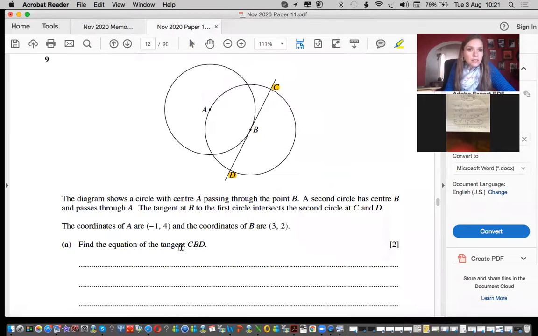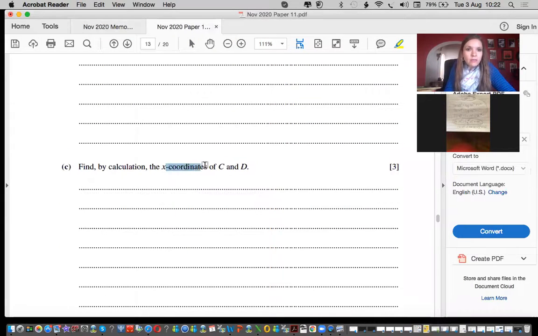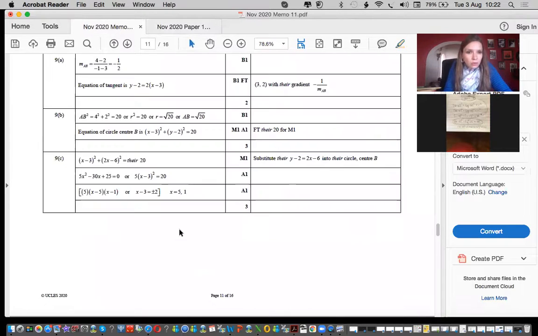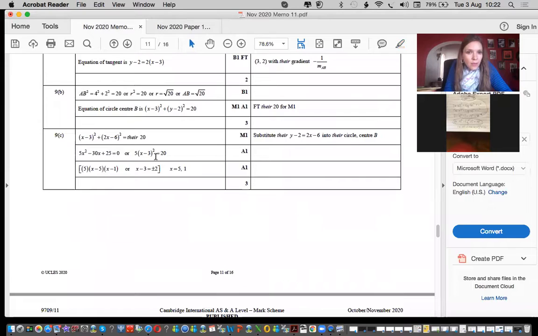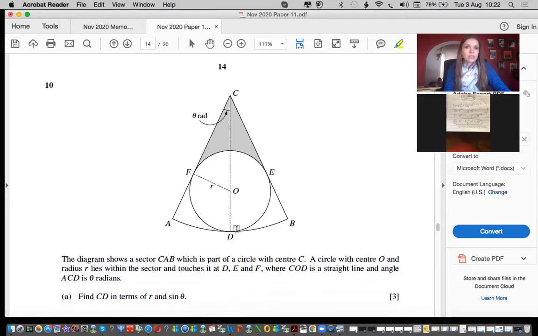Oh, fantastic. They only asked for the x coordinates. If they ask for full coordinates, obviously you have to sub it back. But if they're just asking for x coordinates, that's all they want. So you sub it in, I don't know if you saw in the memo, the method there, square, times everything out and get 2 x values. Nice. We're into the teens now. I think there's only like 2 more questions. Let's do this. Question 10.